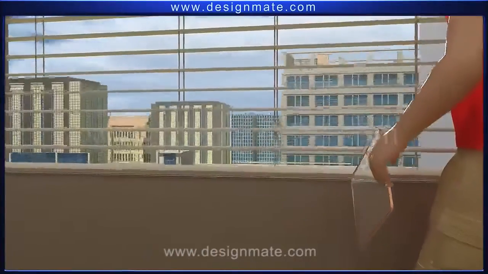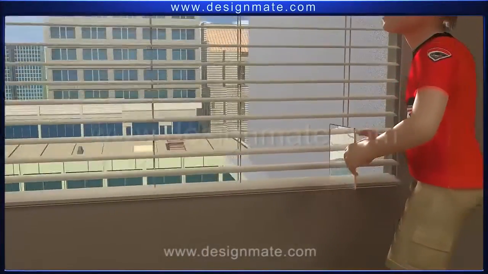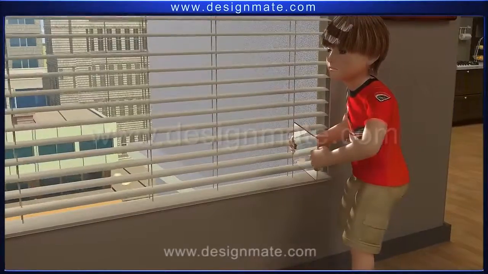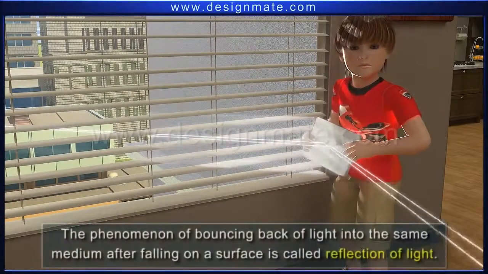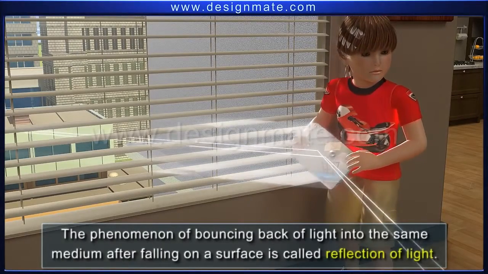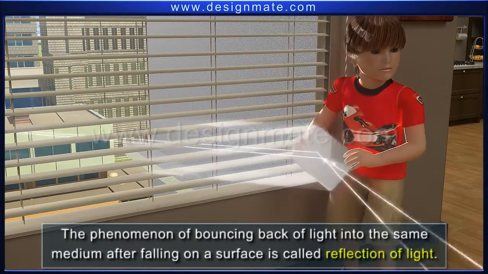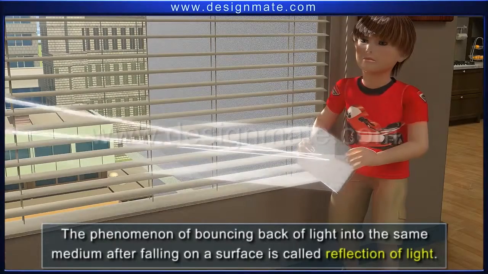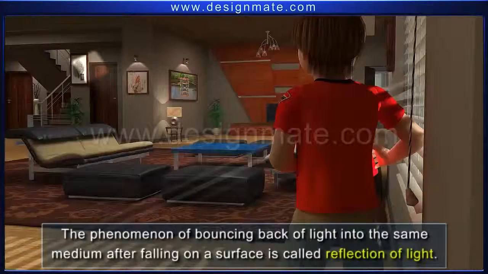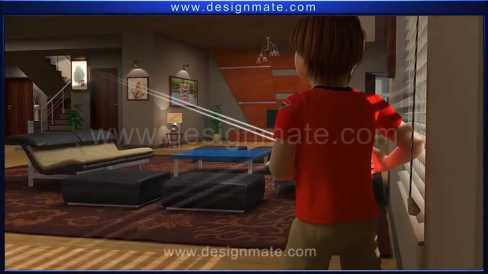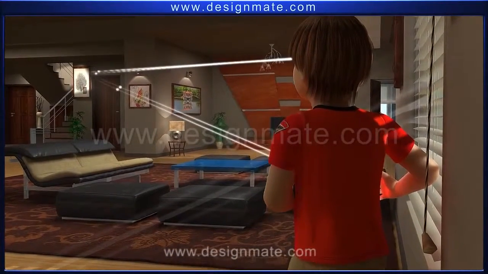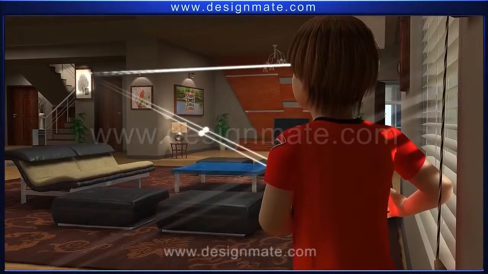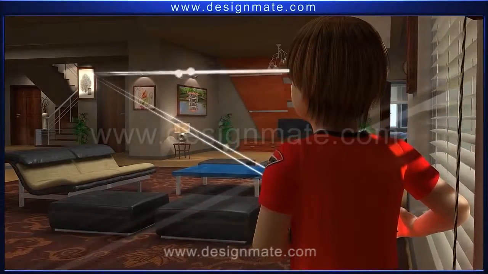If a ray of light is incident on a shiny surface like a mirror, the light bounces back into the same medium. The phenomenon of bouncing back of light into the same medium after falling on a surface is called reflection of light. When light rays reflected from different objects enter our eyes, we are able to see them. Let us now understand the laws of reflection.